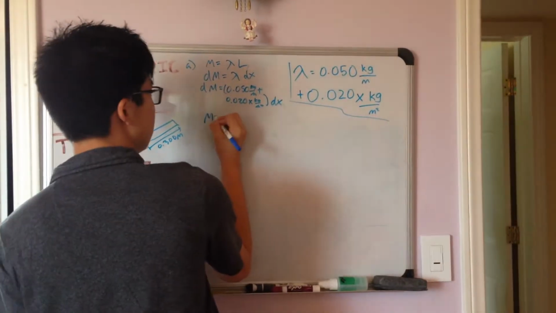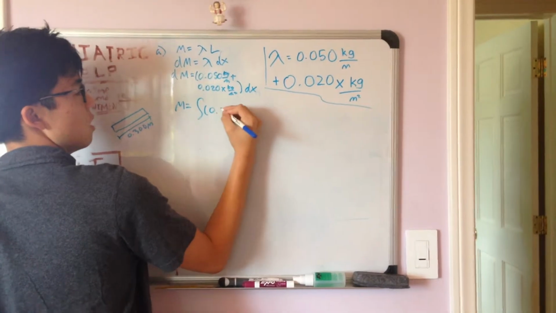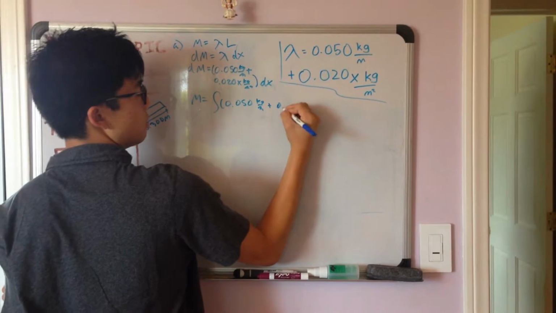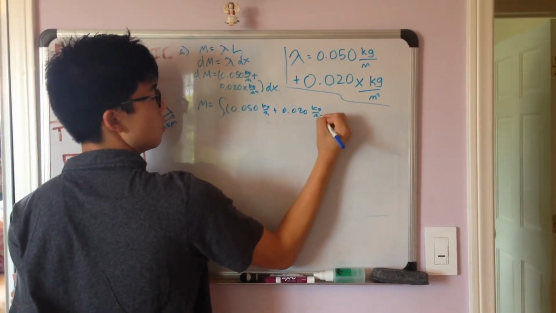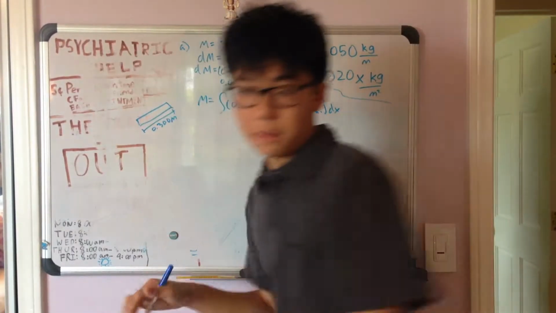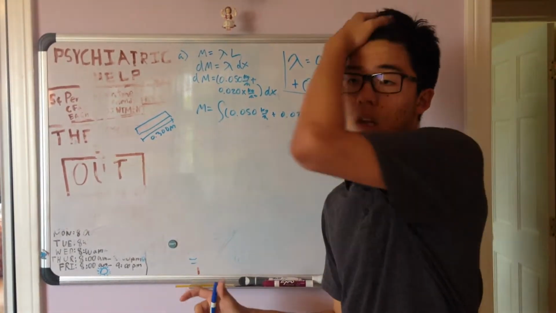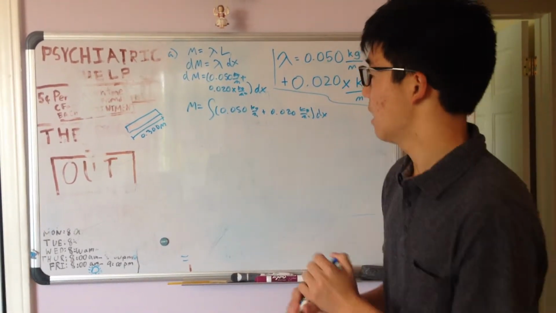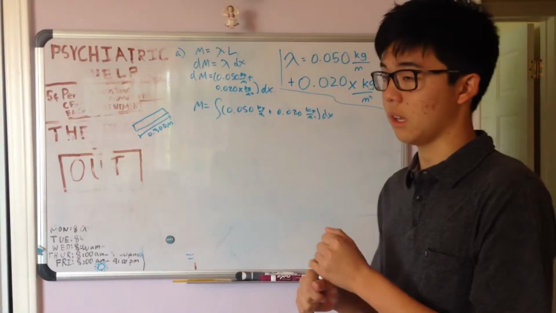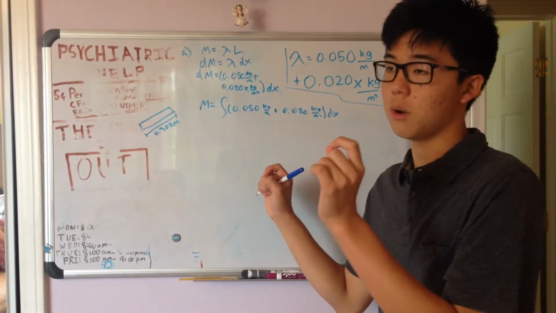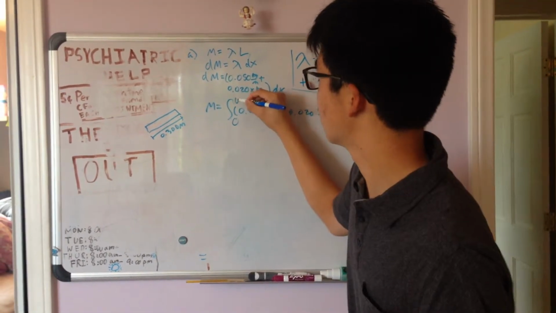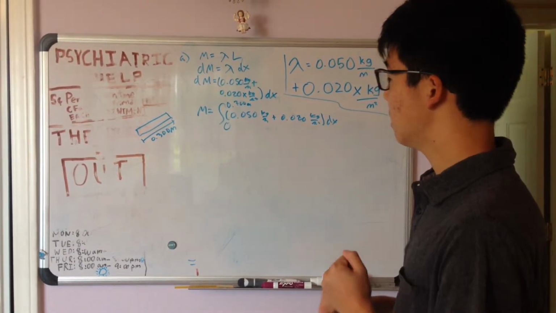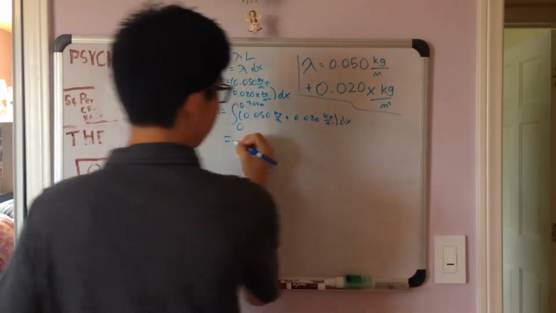So m equals the integral of 0.050 plus 0.020x. So what the mass will be is the linear density times each of these infinitely small lengths that we have, which is dx, and so those infinitely small lengths will be from 0 to 0.300 meters. So those are our limits of integration. Okay, so we'll just go ahead and integrate this.